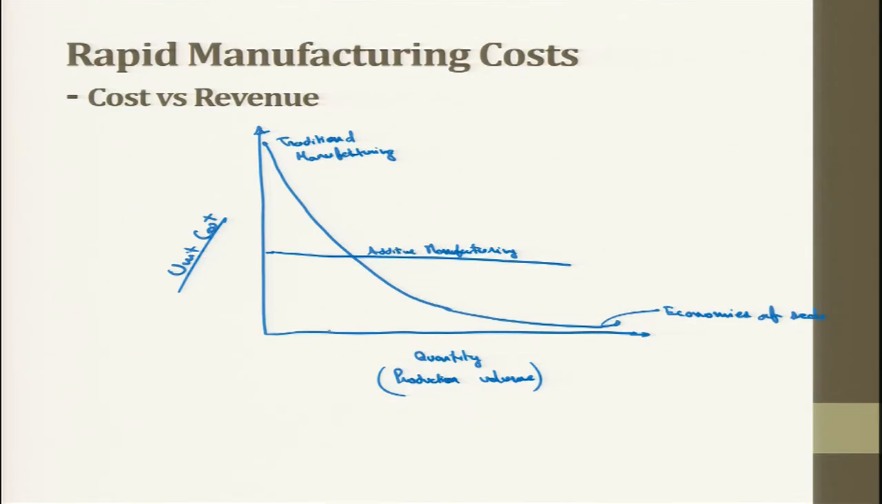Let me put a logarithmic scale here. Let us say these are 10 pieces, 10 to the power 2 is 100 pieces, 10 to the power 3 is 1,000 pieces, then 10,000 pieces, 10 to the power 4, then a lakh pieces, and so on. So if we produce either 10 pieces or 10,000 pieces, the additive manufacturing cost per unit is almost the same, because the setup is already fixed.